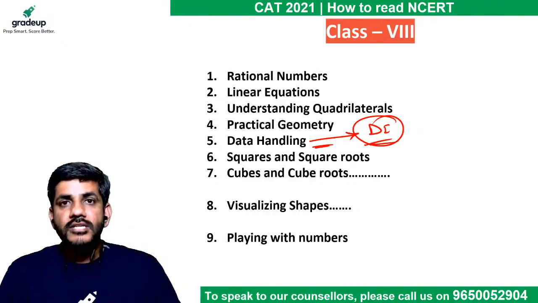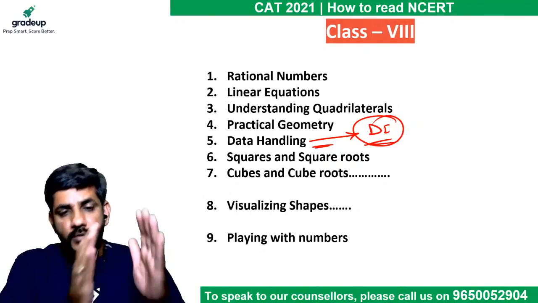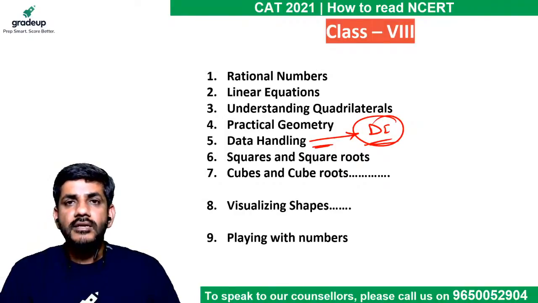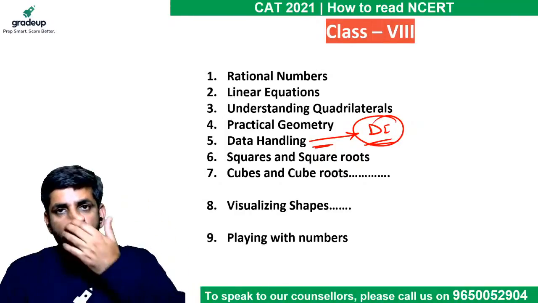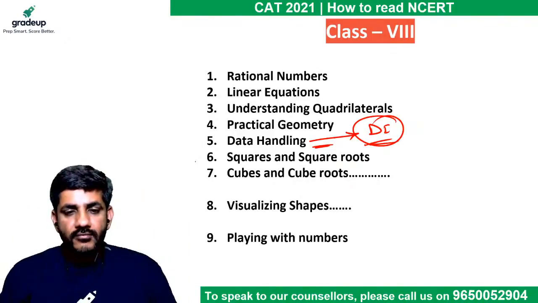When they talk about rational numbers, I'll show you the chapters as well, how they talk about rational numbers. When they start with linear equations, I'll tell you how they talk about linear equations. If you look at all these chapters, I found all these chapters extremely important for CAT. Squares and square roots, cubes and cube roots.